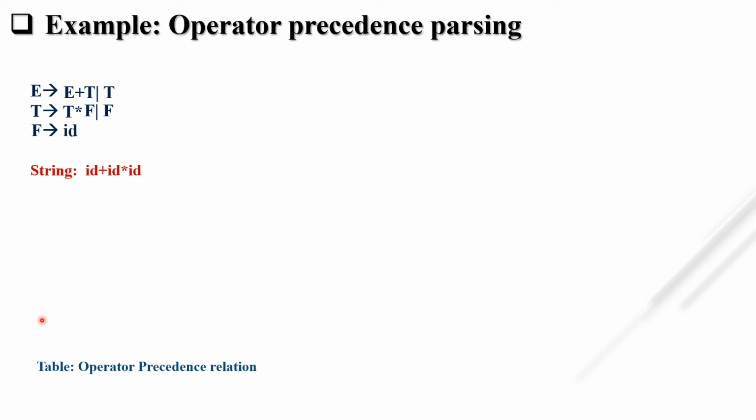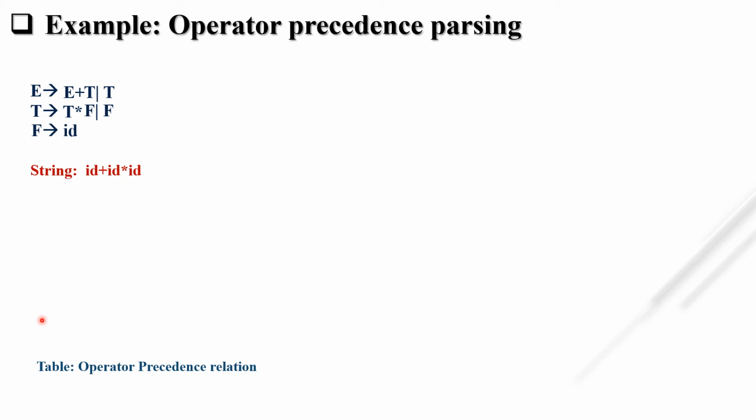So let's take one example of operator precedence parsing, in which a grammar is given and we have to parse a string with the help of operator precedence parsing. Unlike top-down parsing, we do not have to perform left recursion removal and left factoring in the bottom-up parsing method, because bottom-up parsing methods are capable of handling left recursive and left factored grammar.